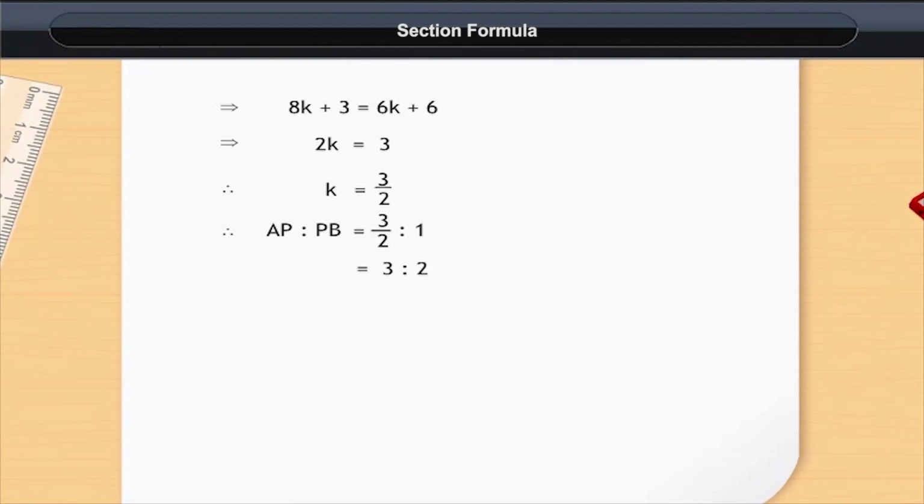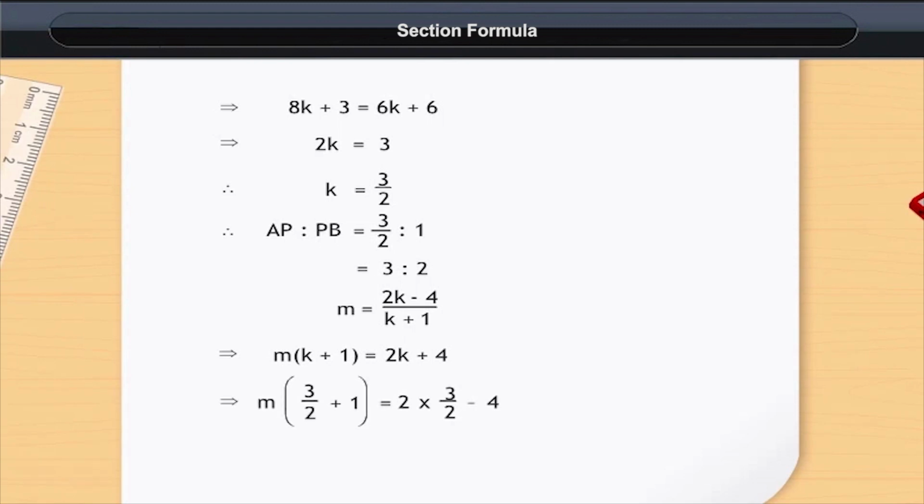Therefore, AP:PB is equal to 3/2:1 equal to 3:2, and m is equal to (2k minus 4) divided by (k plus 1), which means that m multiplied by (3/2 plus 1) is equal to 2 multiplied by 3/2 minus 4, which means (5/2) multiplied by m is equal to minus 1, or m is equal to minus 2 divided by 5.